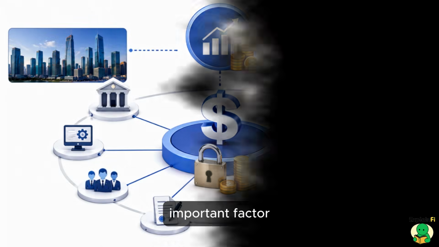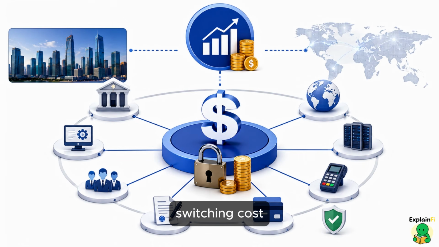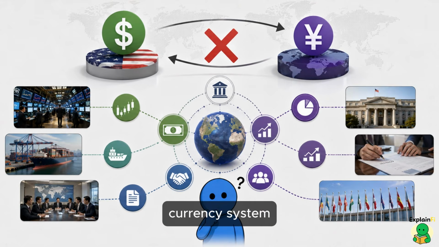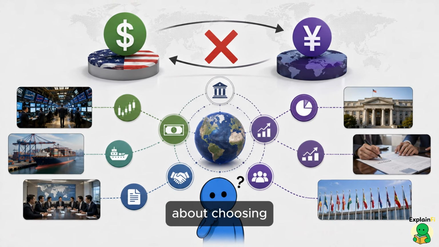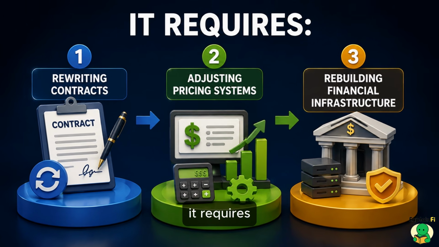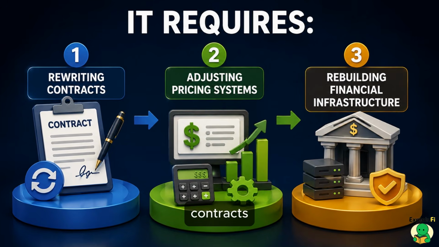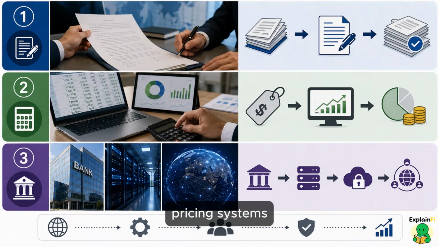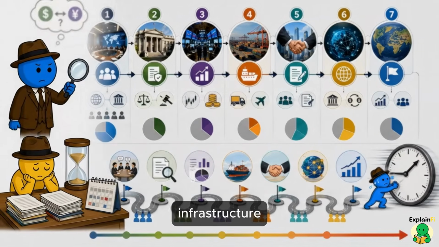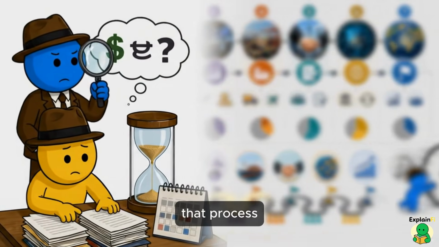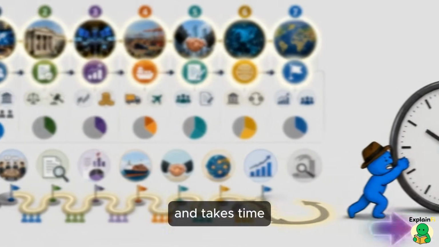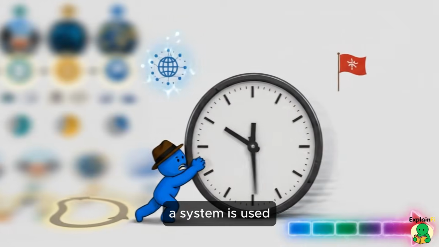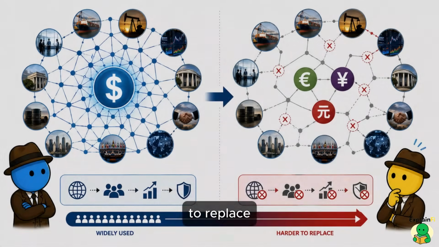There is another important factor: switching cost. Changing a global currency system is not just about choosing a different currency. It requires rewriting contracts, adjusting pricing systems, rebuilding financial infrastructure. That process is complex and takes time. The more widely a system is used, the harder it becomes to replace.